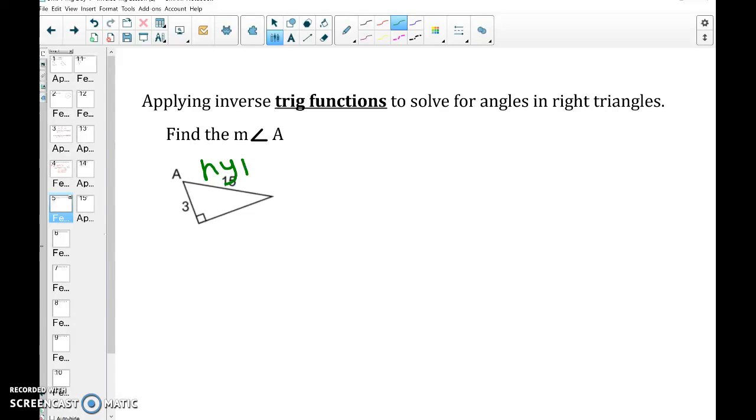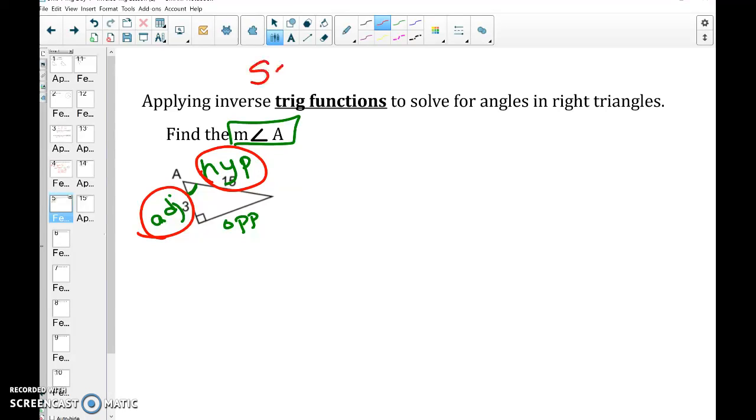This is your hypotenuse. We're still looking for angle A. It's in a different spot this time though, so here's my opposite and my adjacent. Awesome. Got to use the things that are in the picture. So I have 3 and 15, that's the adjacent and hypotenuse sides. If you're not sure, go back to your SOHCAHTOA to help you remember.